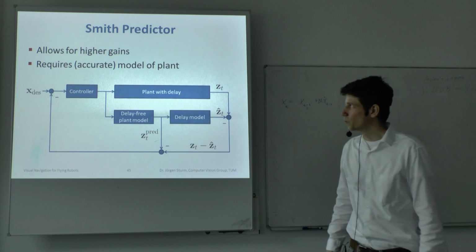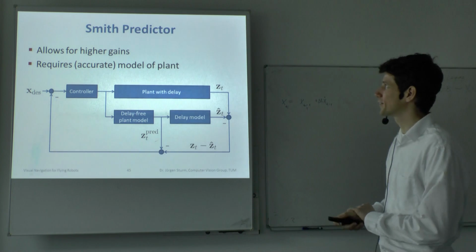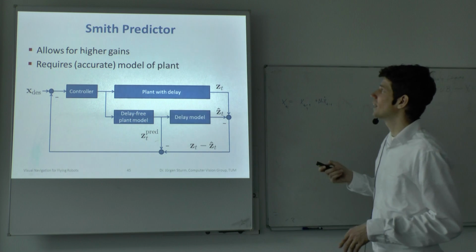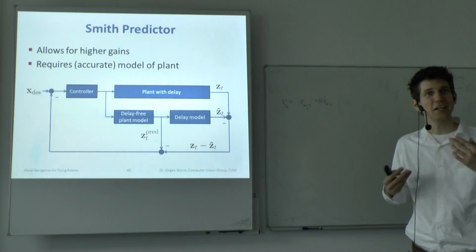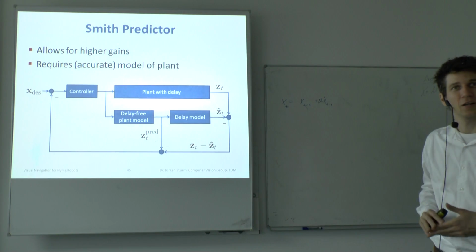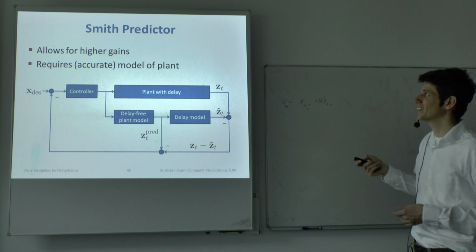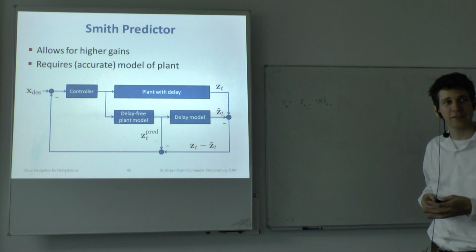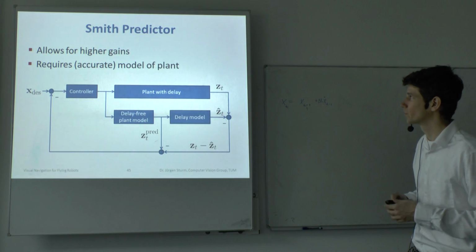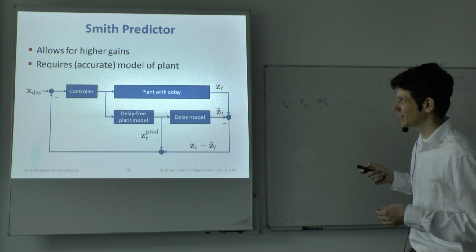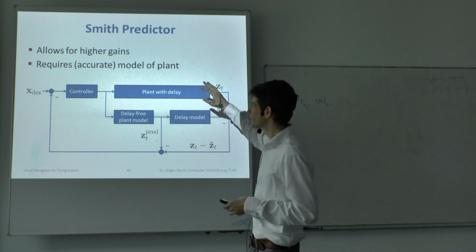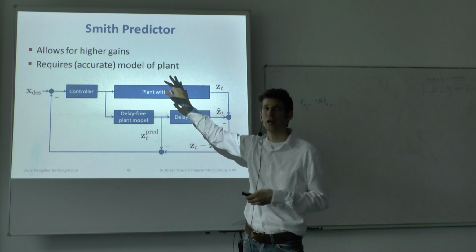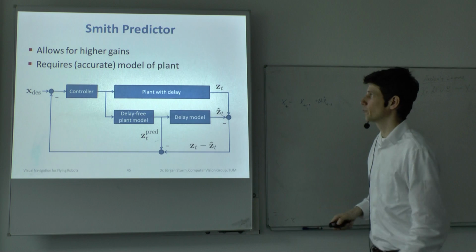Good. So one way to correct for this is the so-called Smith predictor. This will allow us again to use higher gains, and higher gains means that it converges faster, which is usually what we want. But as I said, higher gains without compensation of the delays may lead to oscillations and might destabilize your system. The thing is, for correcting for these delays, you need a really accurate model of your plant, and it's not always the case that you have such a model. But let's have a look at how this works.